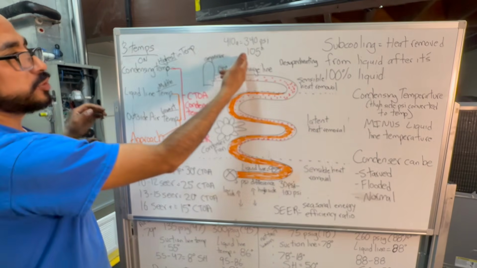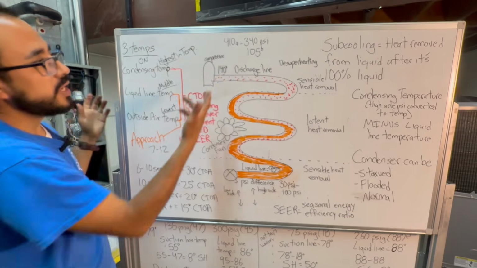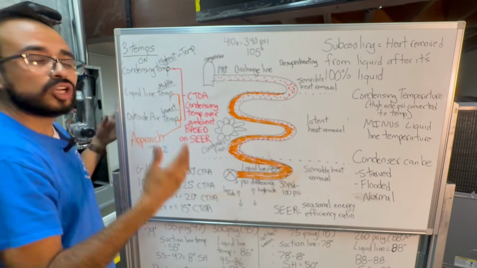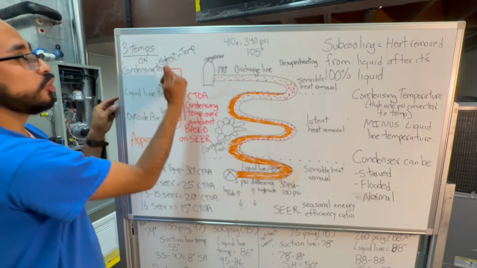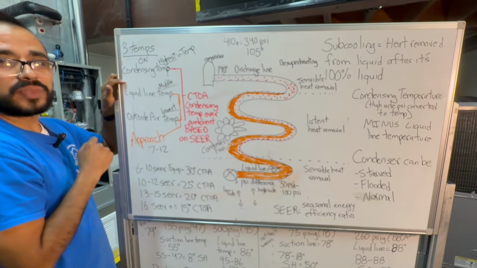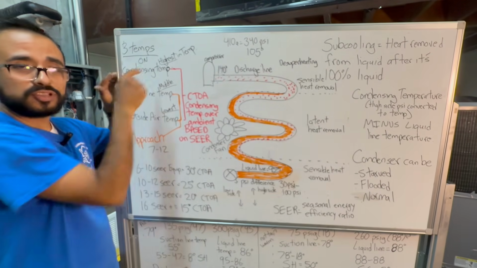My condensing temperature, right? Because we connect our gauges to the pressure port, and it gives us 340 psi for 410A. We convert that to a temperature, it's 105 degrees. So 105 condensing temperature, that's your highest. The middle one is your liquid line temp. And guess what? Between the condensing temperature and your liquid line, that's your subcool.